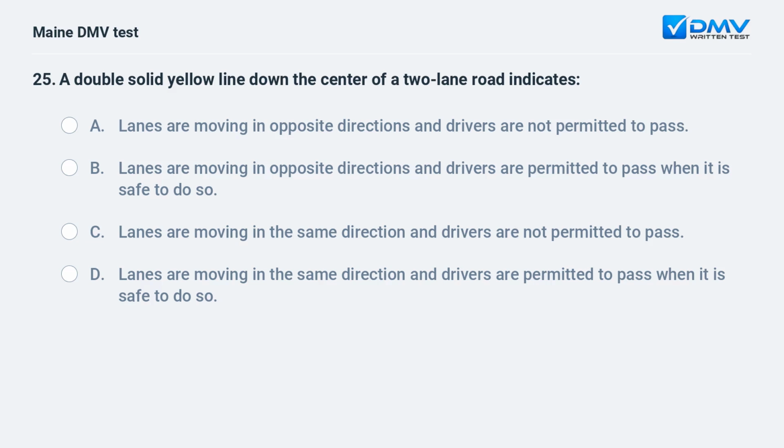A double solid yellow line down the center of a two-lane road indicates A. Lanes are moving in opposite directions and drivers are not permitted to pass. B. Lanes are moving in opposite directions and drivers are permitted to pass when it is safe to do so. C. Lanes are moving in the same direction and drivers are not permitted to pass. D. Lanes are moving in the same direction and drivers are permitted to pass when it is safe to do so.